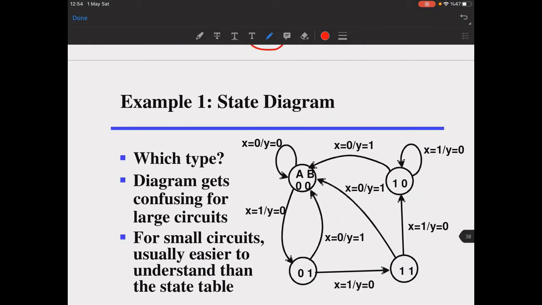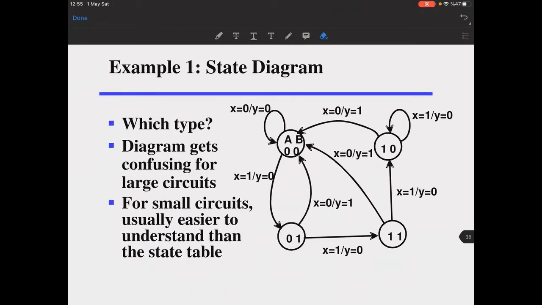You see, if I'm at this state and I get 0, I give this output, and the output will be 0. But if I get 1 here, I will move to this state by giving 0 output again. That's the idea. So what type of diagram is this? Since our outputs are on the arcs, this is a Mealy type state diagram here.